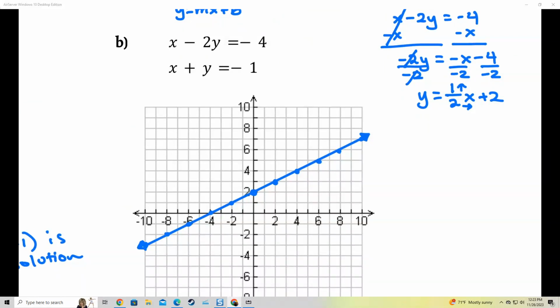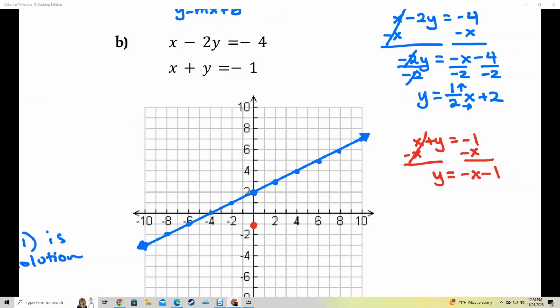Now I need to do the exact same thing with my second graph. So I'm going to write x plus y is equal to negative 1. It's not in slope-intercept form. We're going to isolate the y. I'm going to subtract x on each side because right now it's being added by x. These are going to cancel, and I'm left with y equals negative x minus 1. So let's go ahead and graph that. It's going to start at negative 1.